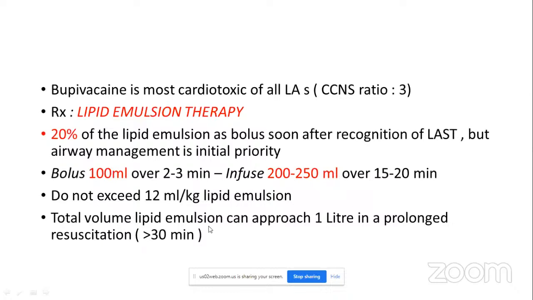Depending on body weight, do not exceed 12 ml per kg of lipid emulsion. And the total volume of lipid emulsion can approach 1 liter in a prolonged resuscitation greater than 30 minutes. This is lipid emulsion therapy.